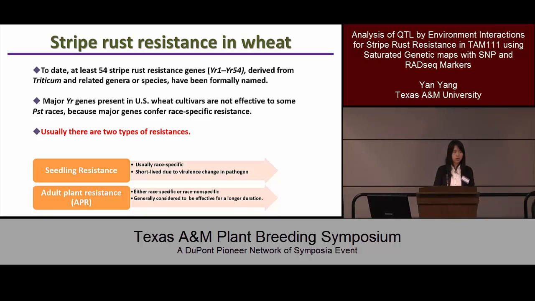Usually for rust resistance, there are two mechanisms. First is called seedling resistance. The second is called adult plant resistance. Seedling resistance is usually race specific. It is short-lived because of virulence changes in the pathogens. But adult plant resistance, APR for short, is more effective than seedling resistance because it is either race specific or race non-specific. It is more effective because it is considered to have longer duration.